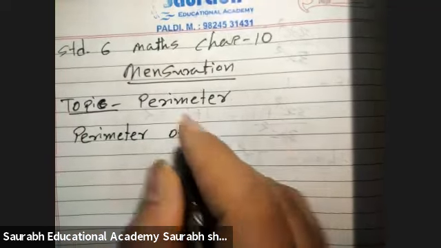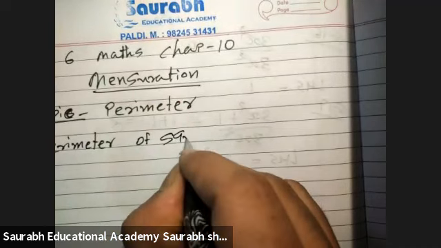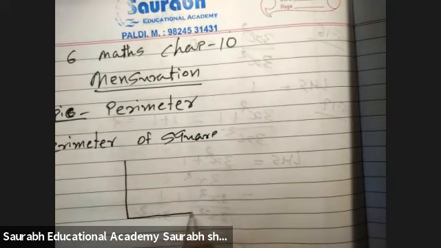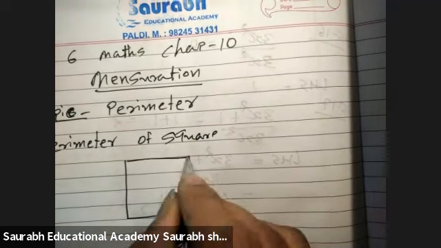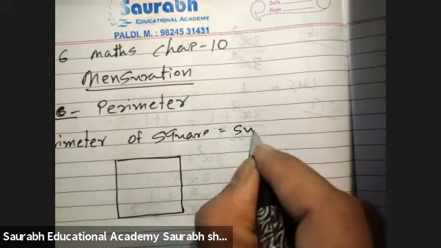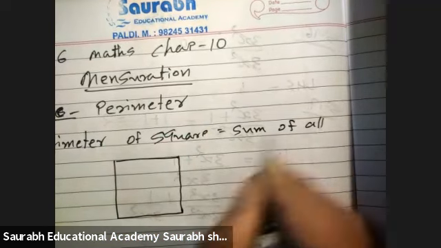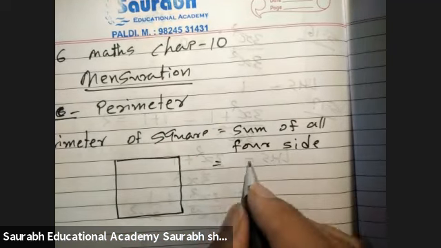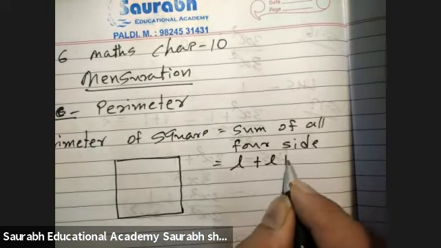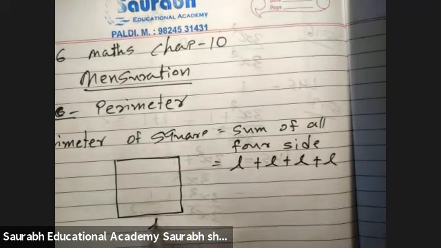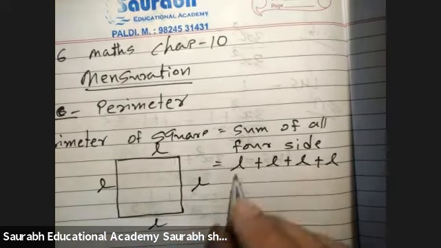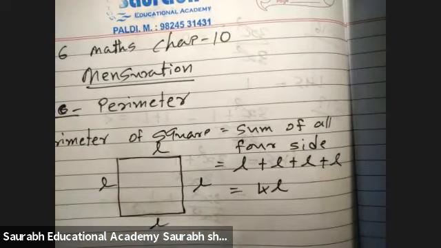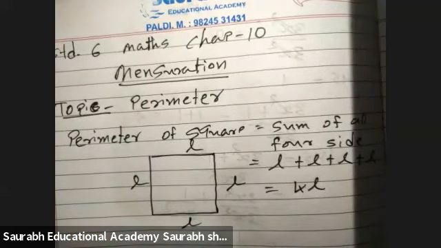Perimeter of square means sum of all four sides, right? That is L plus L plus L plus L. So total it will be 4L.